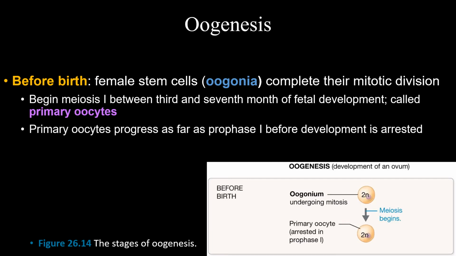And this is as high as it's ever going to be, though, because this number rapidly drops as many of them begin to die. The remaining 1 to 2 million oogonia will begin to undergo meiosis 1, at which point these oogonia are now referred to as primary oocytes. And these primary oocytes will proceed as far as prophase 1, at which point the development is arrested until puberty.